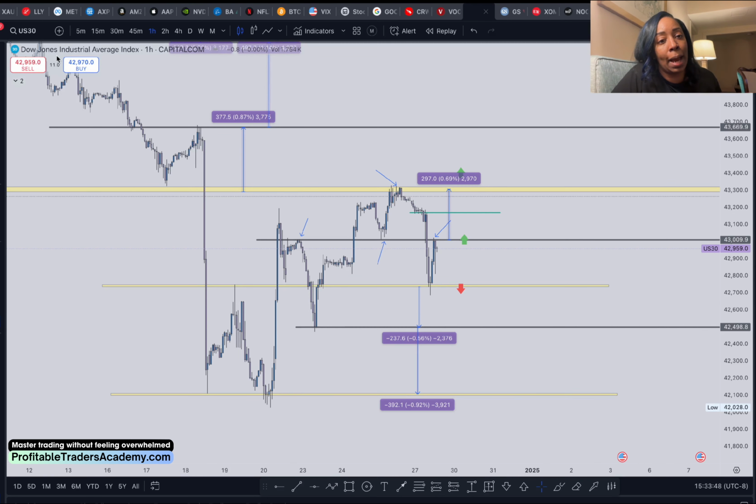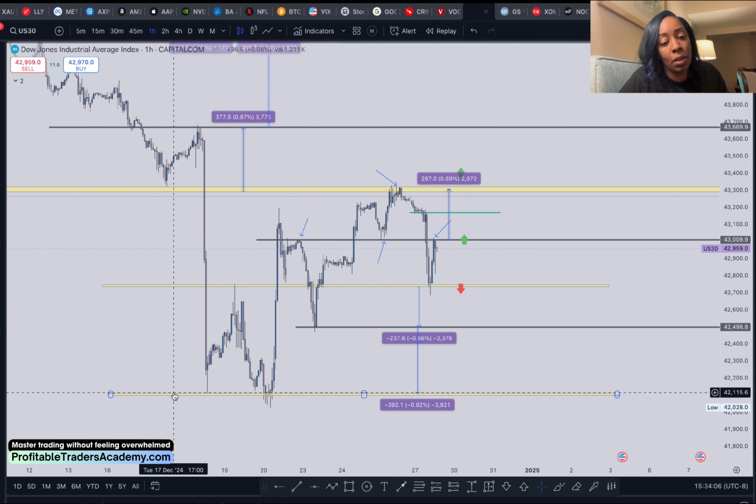Because I'm using Capital.com as my chart right now, there are so many other charts here inside of TradingView and maybe other software that you use. So go ahead and pick the one that's going to be the best for you and make your adjustments based on the market structure. Focus on the market structure. That's going to be the most important.